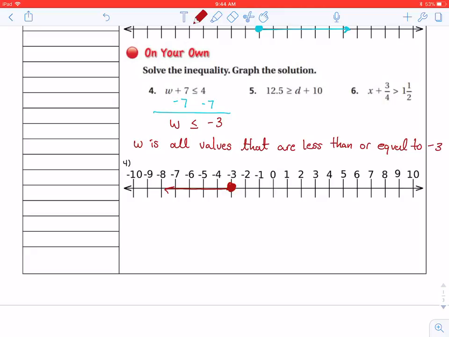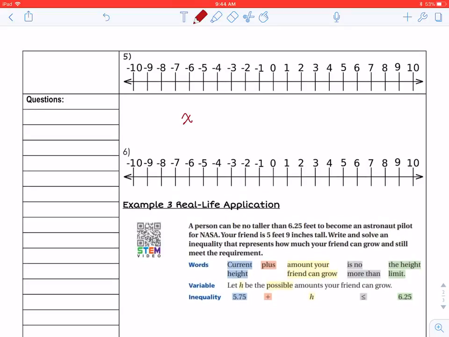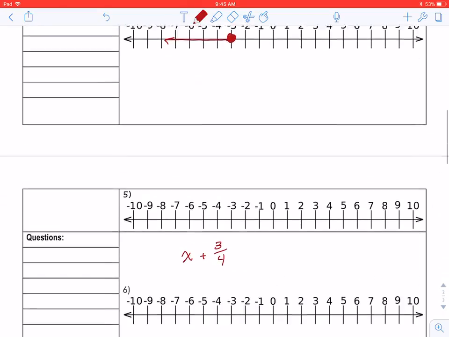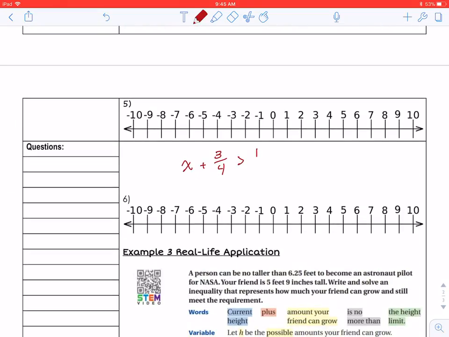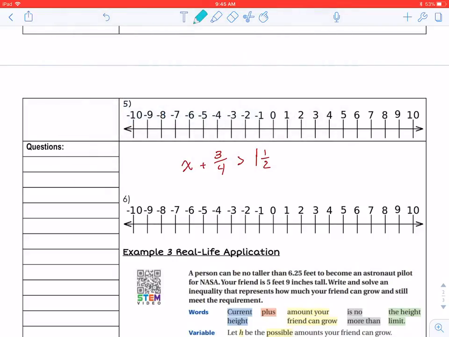Okay, let's do number 6 together. X plus 3/4 is greater than 1 1/2. I'm going to scroll down here to number 6. X plus 3/4 is greater than 1 1/2. In order to do this, I'm going to use the same kind of techniques I've been using. I'm going to be taking away whatever is next to the x. So I got this plus 3/4, so I'm going to subtract 3/4 from the left side, and that means I'm going to also subtract 3/4 from the right side.